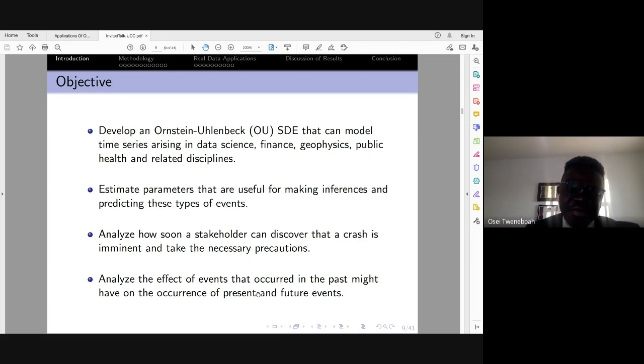And then last but not least, we will also be able to analyze the effect that events that happened in the past have on present and future events. So you are looking at the past and present, and based on them, you want to be able to talk about the future, or more or less forecast into the future.